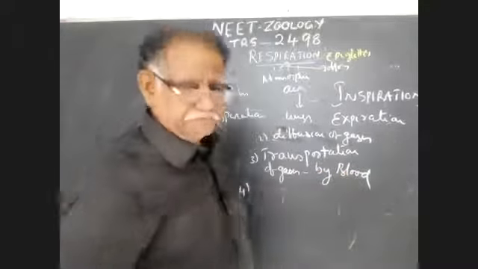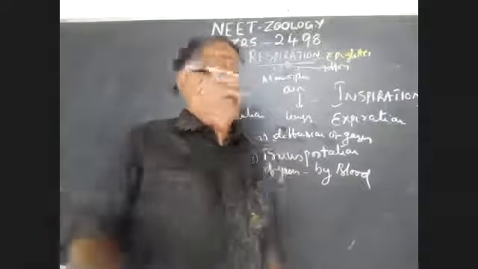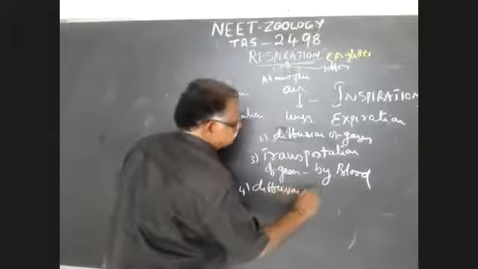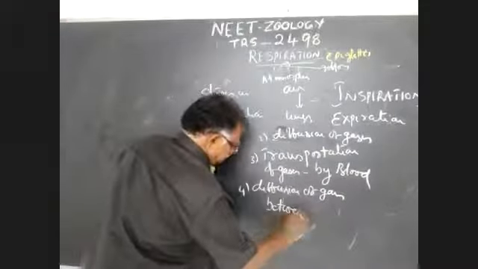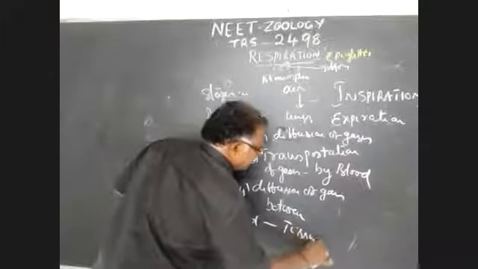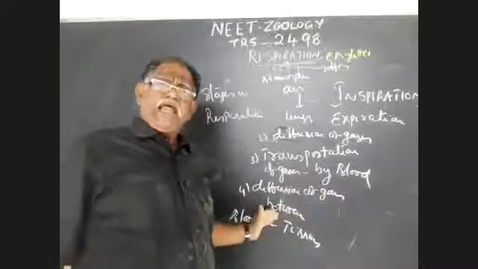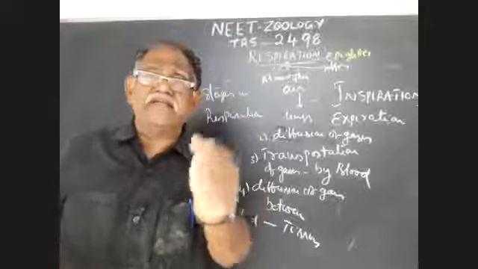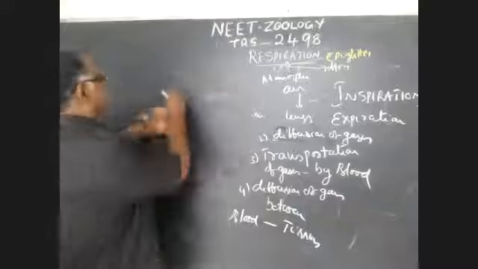And at the fourth stage, diffusion of gases between blood and tissues. Reverse conditions take place: carbon dioxide from the tissues diffuses into the blood and oxygen from the blood diffuses into the tissues. This is called internal respiration. That is followed by cellular respiration.